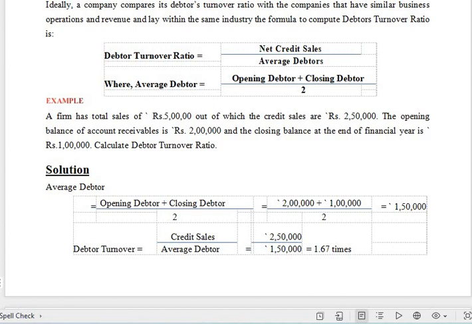Now, in order to find the average debtor or average bills receivable, whenever the opening and closing are given, add them and divide by 2. Here opening and closing are given, so I am going to add them. Opening is 2 lakh and closing is 1 lakh. Together we get 3 lakh, divided by 2 we get 1,50,000. That 1,50,000 is the average bills receivable, or average account receivable. We use that in the formula: 2,50,000 divided by 1,50,000, and the net result we get is 1.67 times.